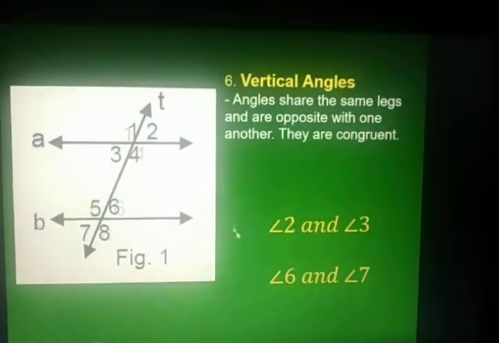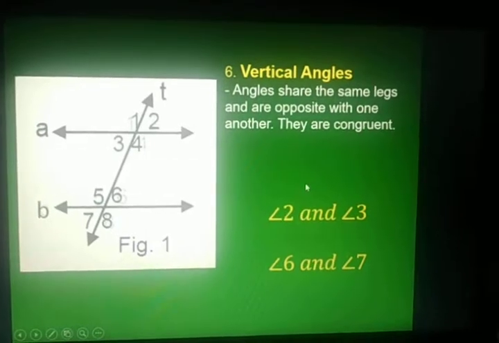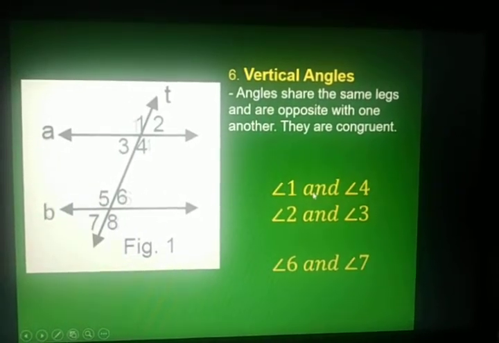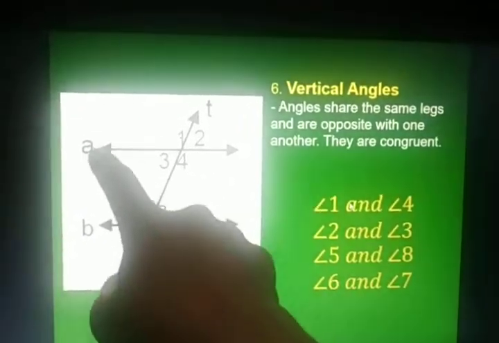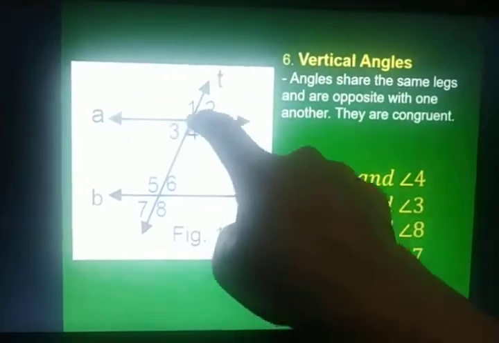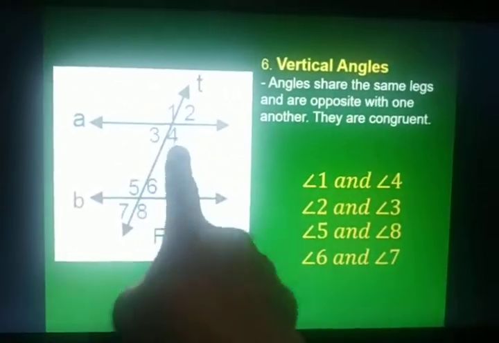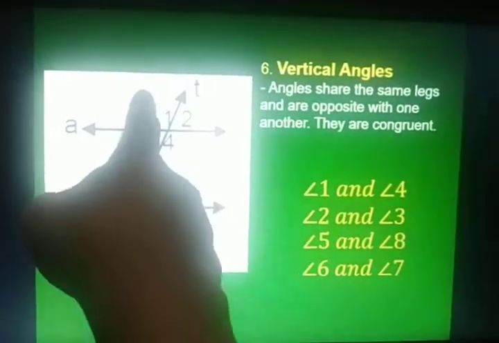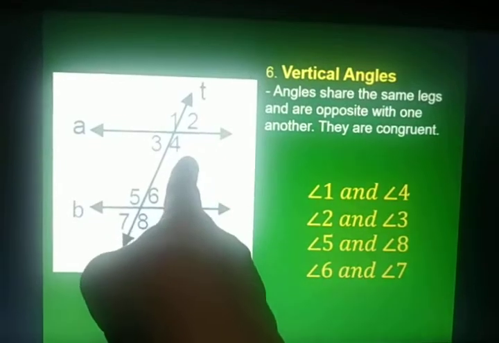Okay. So, when we say that they share the same legs, as an example, our vertical angles are 1 and 4. If you can notice, isa ni sa kaline, isa man sa kaline, they are the legs of angles 1 and 4. So, they share the same legs. Angle 1 and angle 4 are congruent with one another. Kung si angle 1 is 115 degrees, si angle 4, 115 degrees man na.